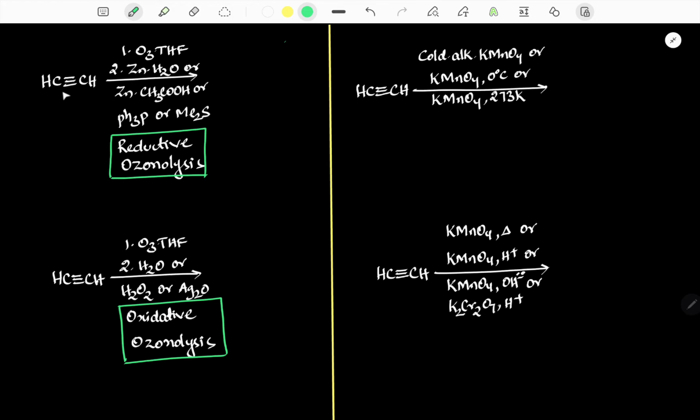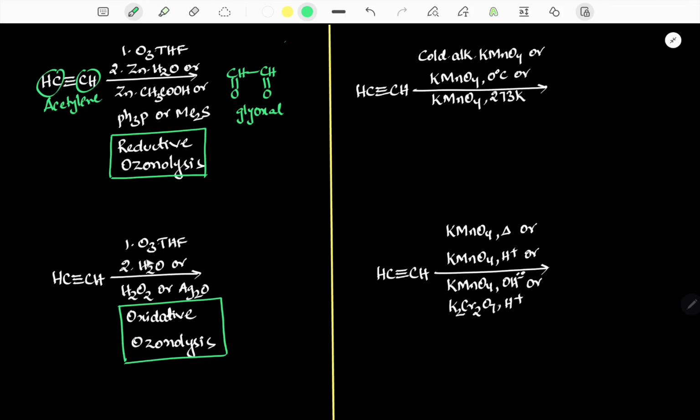When the alkyne is acetylene, and acetylene is treated with ozone followed by zinc and H2O, zinc and acetic acid, triphenyl phosphine, or dimethyl sulfide, it is reductive ozonolysis. So simply wherever the triple bond is present, both carbons will be converted into the corresponding carbonyl compound. So this molecule is known as glyoxal.